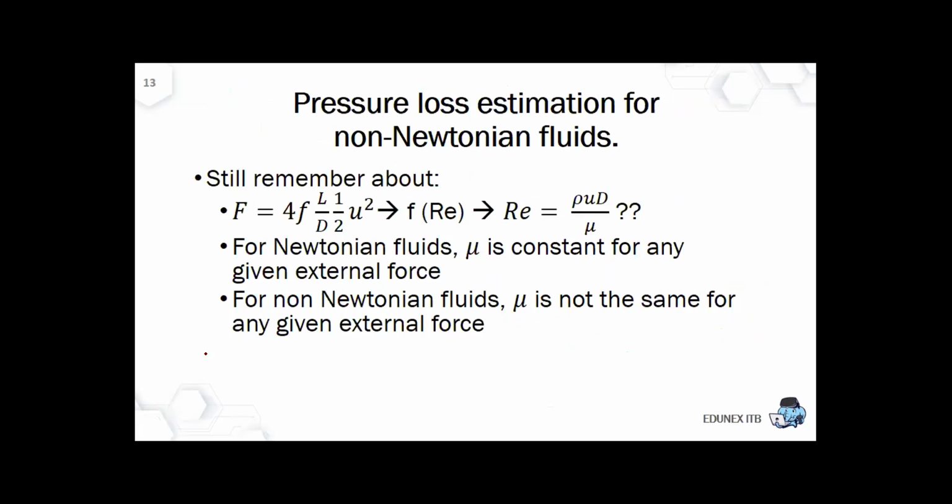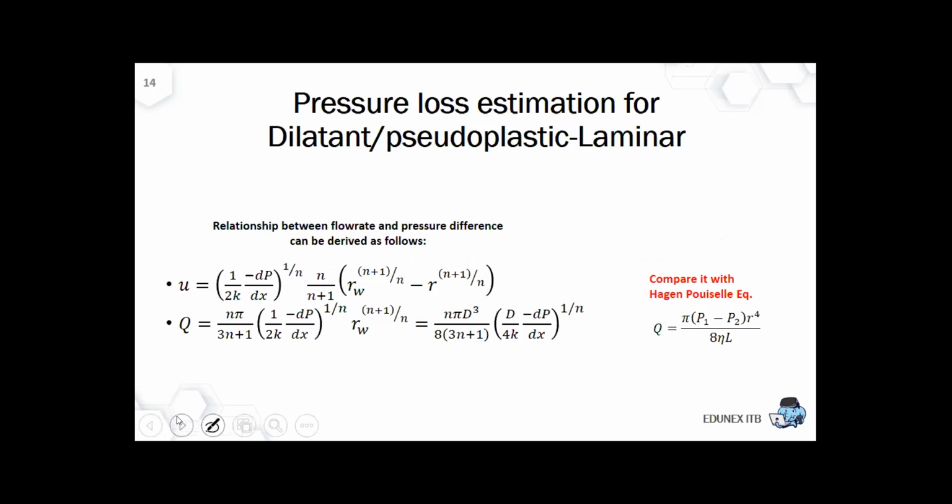So, pressure loss estimation for non-Newtonian fluids. When you are dealing with Bernoulli, these things are always there. You are happy when you see this, I believe, but it's not that easy anymore because the Reynolds number is not like this anymore. This one is not equal to K. So you need to take into account the non-Newtonian fluids correction.